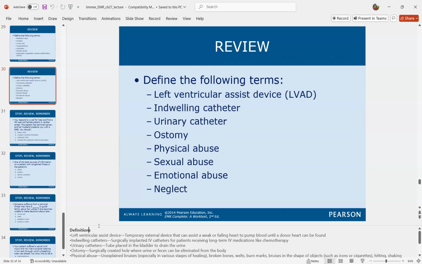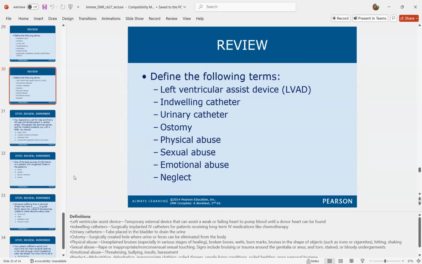LVAD is a left ventricle assistance device. It's a temporary external device that can assist a weak or failing heart to pump blood until a donor heart can be found. Indwelling catheter is a surgically implanted IV catheter for patients receiving long-term IV medications like chemo. Way different than the urinary catheter. A tube is placed in the bladder to drain urine, right? Nothing to do with blood. Ostomy is a surgically created hole where urine or feces can be eliminated from the body, and there's usually a bag attached to that, so you don't want to pull on that.